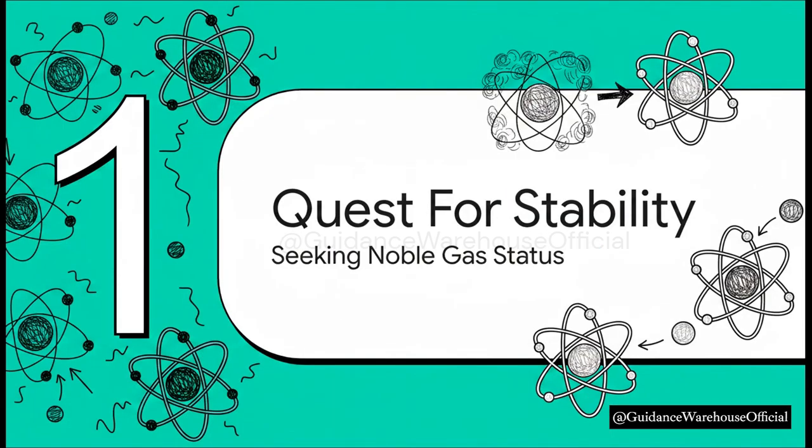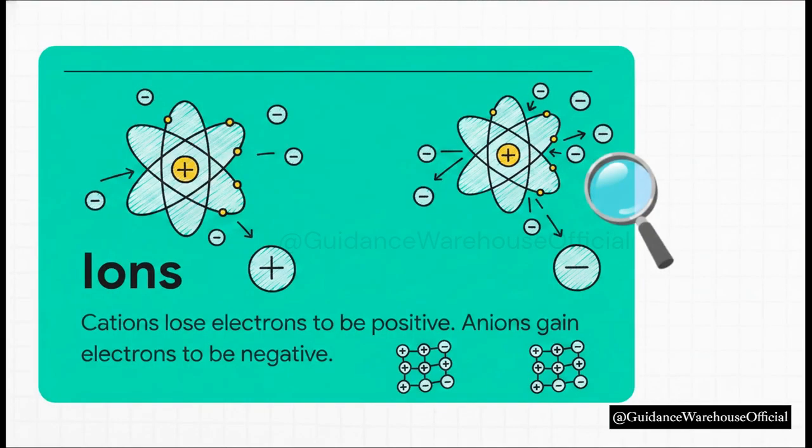Section 1. The quest for stability, and seeking that elusive noble gas status. So here is the core problem driving pretty much all of ordinary chemistry. Most atoms are inherently unstable. They desperately want the perfect, balanced electron count of a noble gas. To achieve this VIP status, electrons are either added, lost, or shared, which creates electrically charged particles that we call ions. When an atom loses electrons, it leaves behind more positive protons than negative electrons, right? That creates a positively charged ion known as a cation. On the flip side, when an atom gains electrons, it picks up an overall negative charge, becoming what's called an anion.